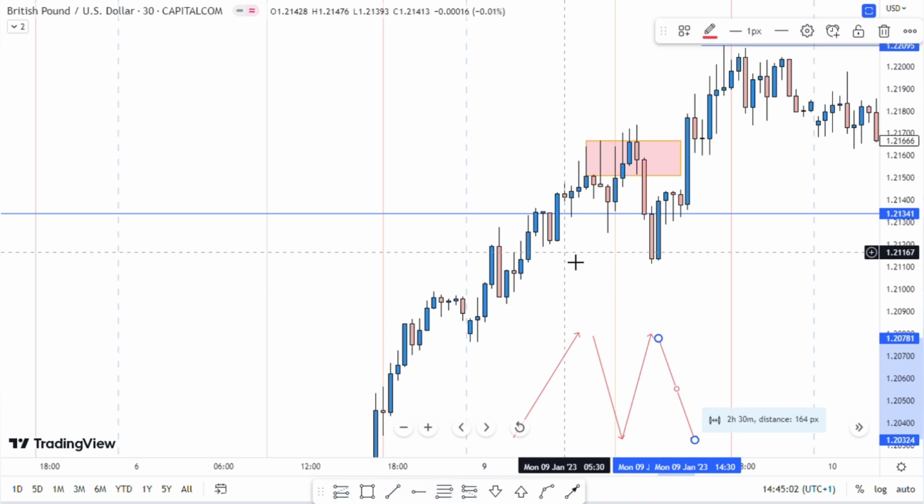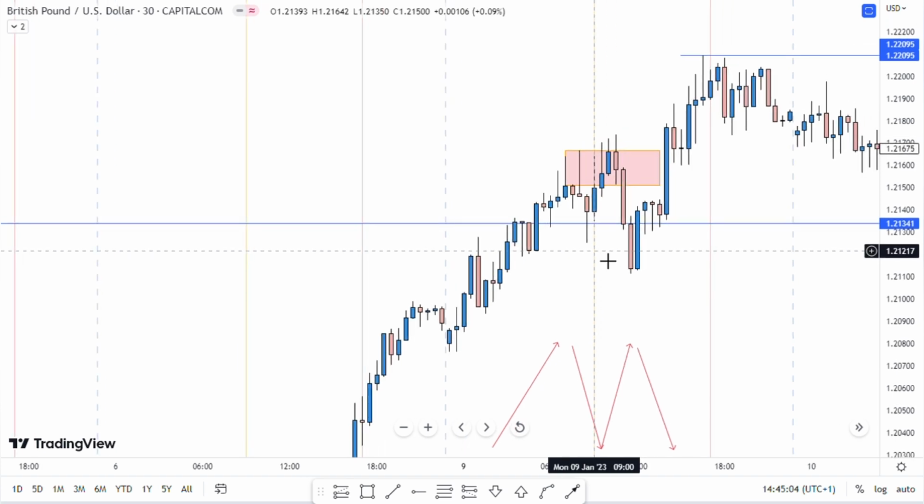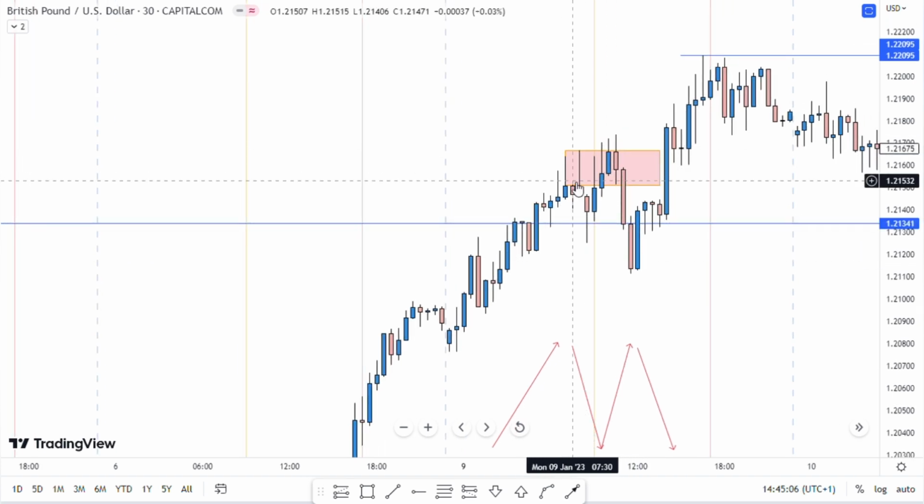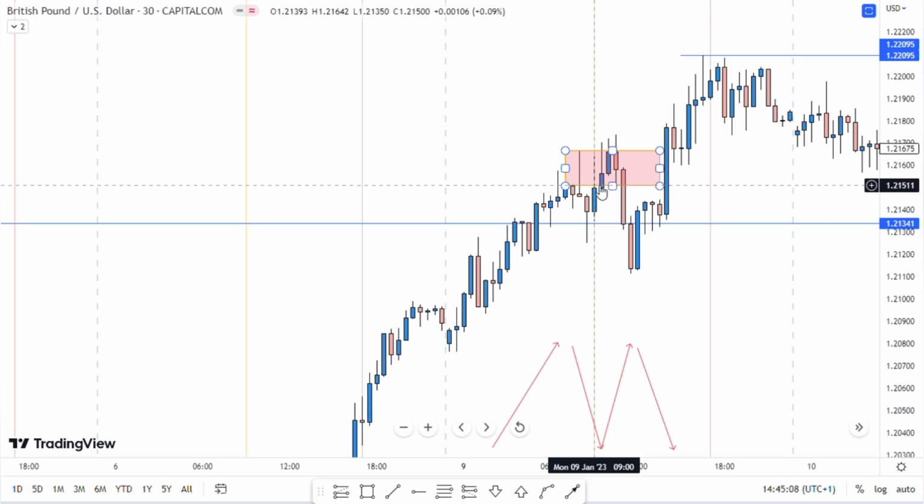So from here, automatically price came back. It touched here, and it touched here again. I would not enter on this candlestick, but I would enter on this candlestick. So let's play it out.